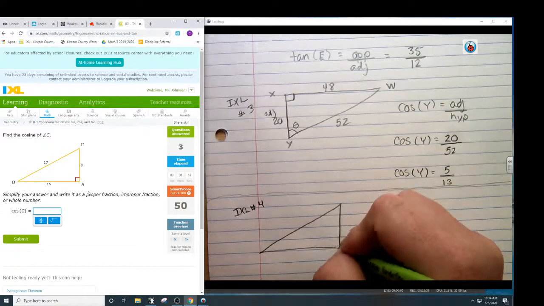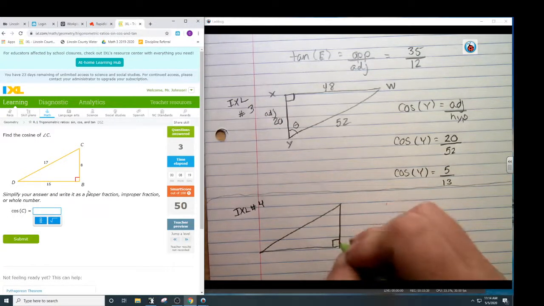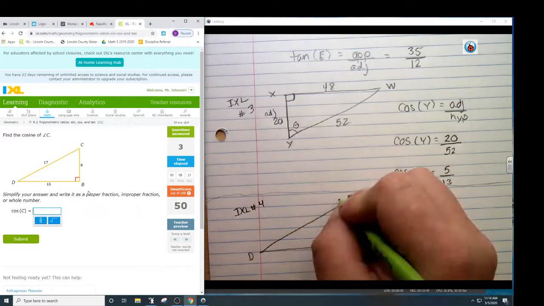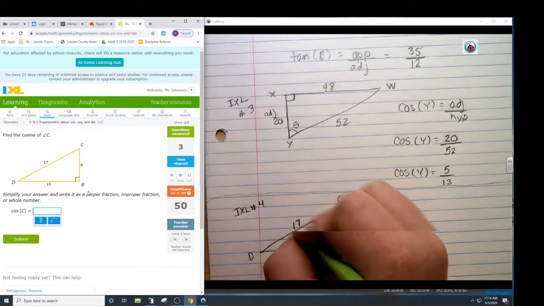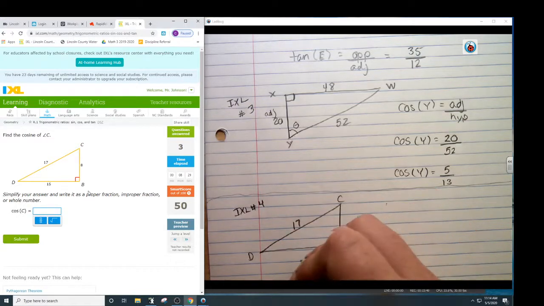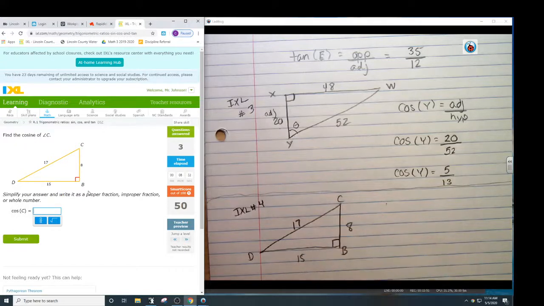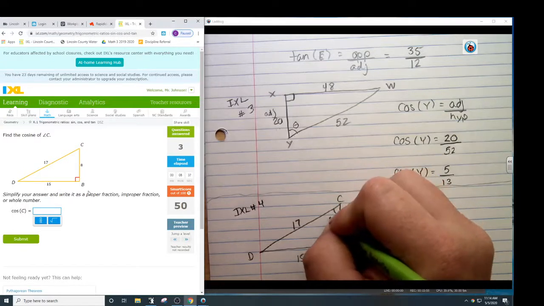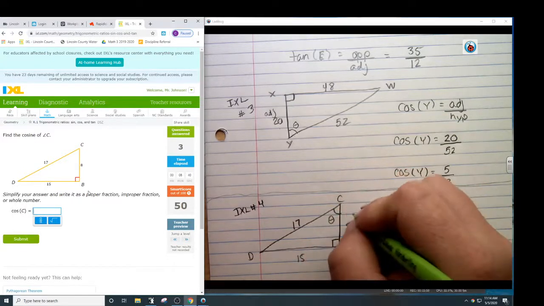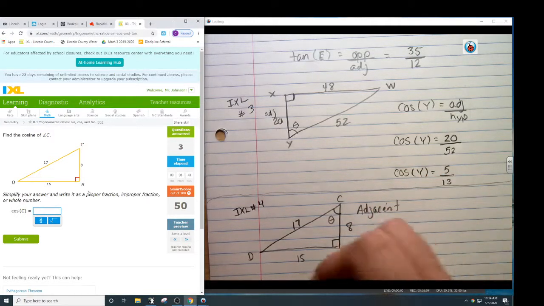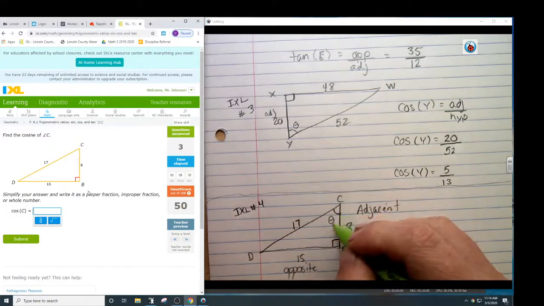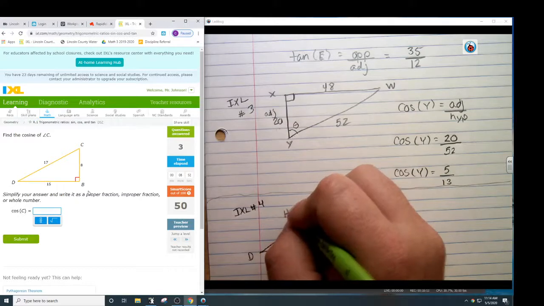All right. Here's my right angle. D, C, B, 17, 8, 15. Okay. And we're looking for the cosine of C. So this is going to be our theta here. This is our adjacent side. This is our opposite side. When I say that, that is in reference to theta, where it's at. And this is always the hypotenuse.